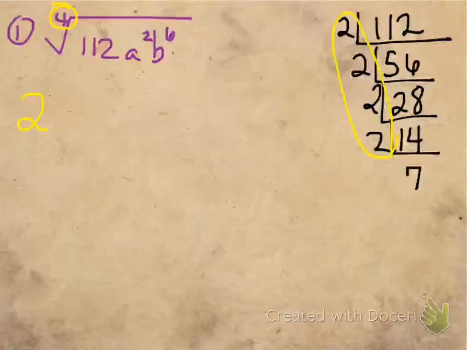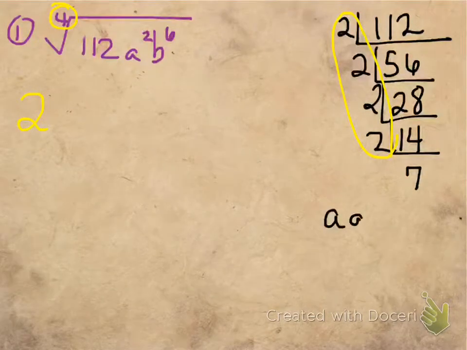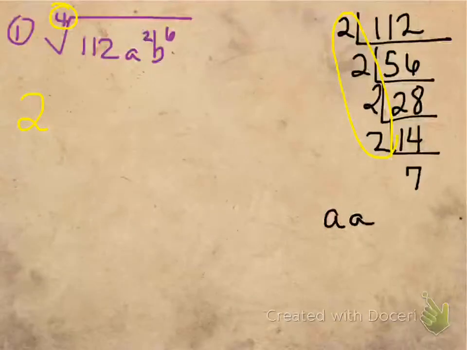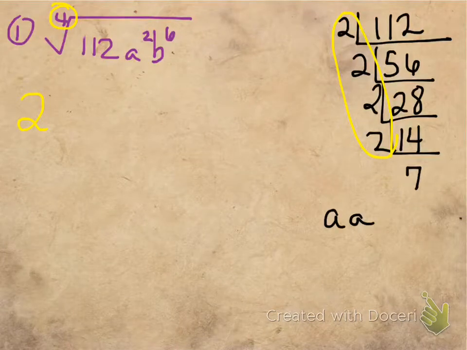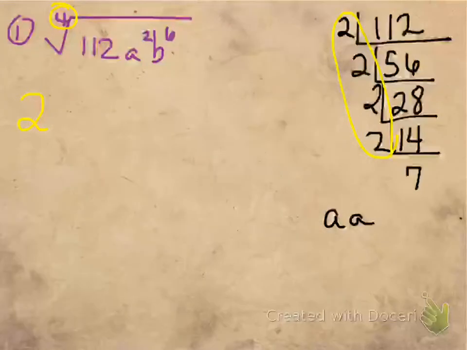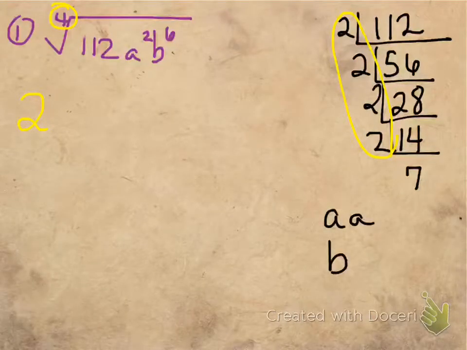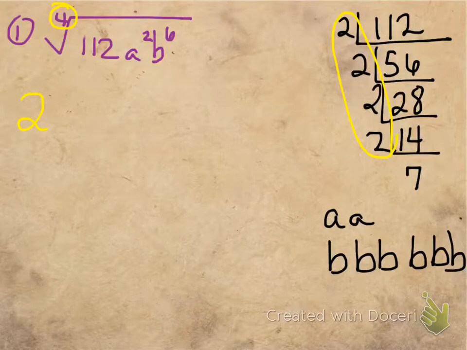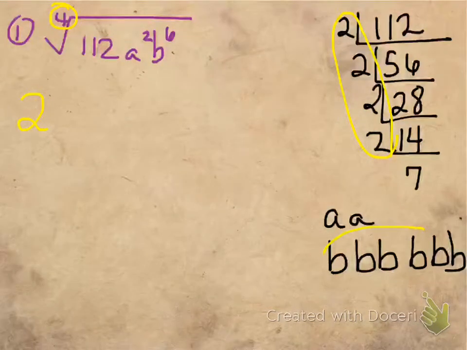Next, we're going to take our variables. Some people will need to see it written out, and eventually you may not. This is just a way to see it. I'm going to expand out a to the 2nd power, which is just a times a. Is there a set of 4 a's there? No, so there's nothing that can come out of the a's. For b, I have 6 of them. Is there a set of 4 b's? Yes, so I have a b that comes out.